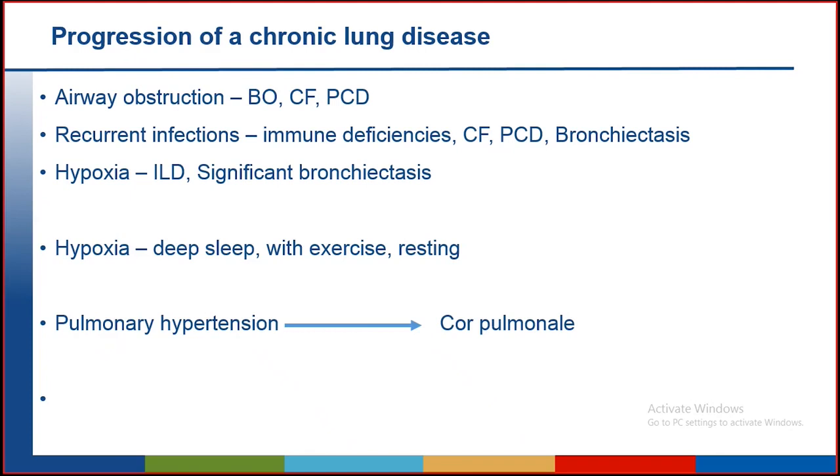We have to identify, if we get a child, especially for the first time, what stage this child is at and which complications this child has developed. So this is a part of evaluation. So it is important to have some idea about the natural history of these chronic lung diseases in children.